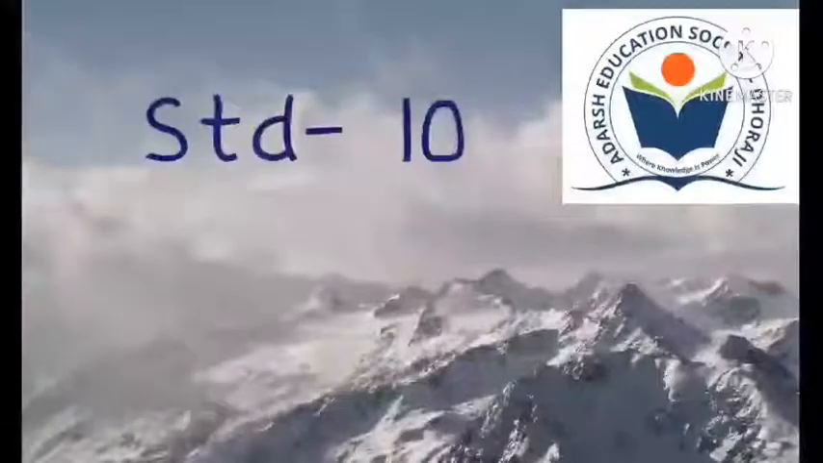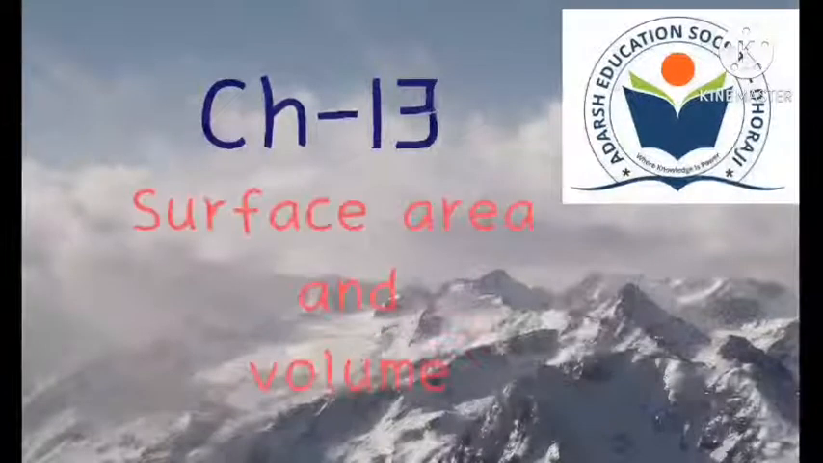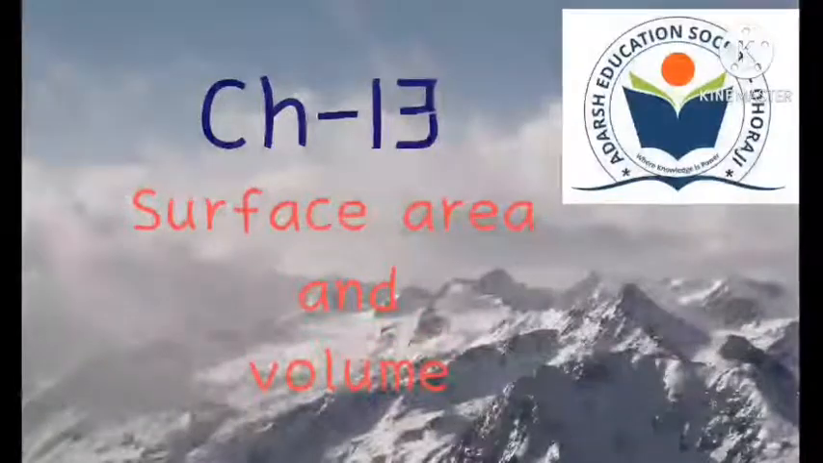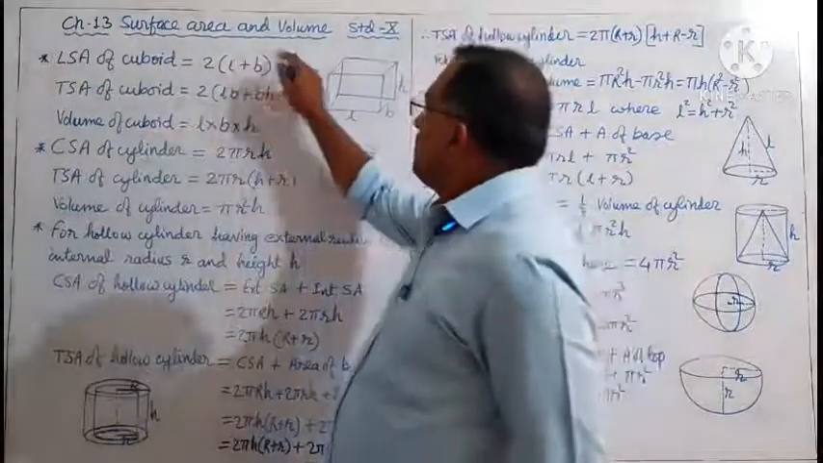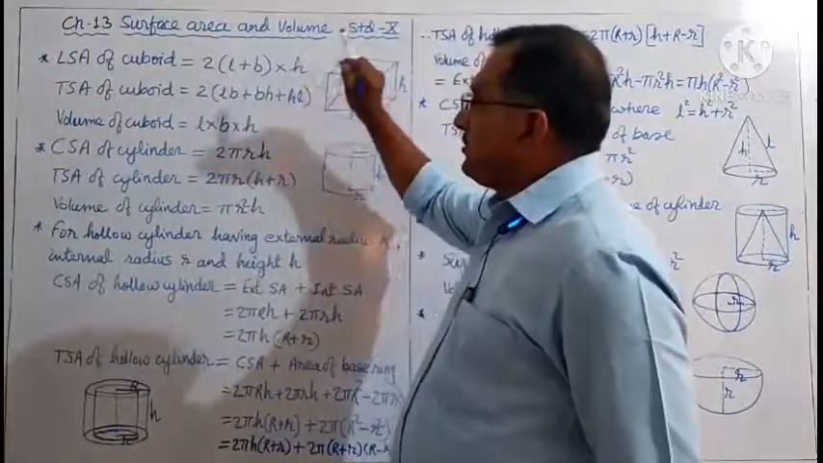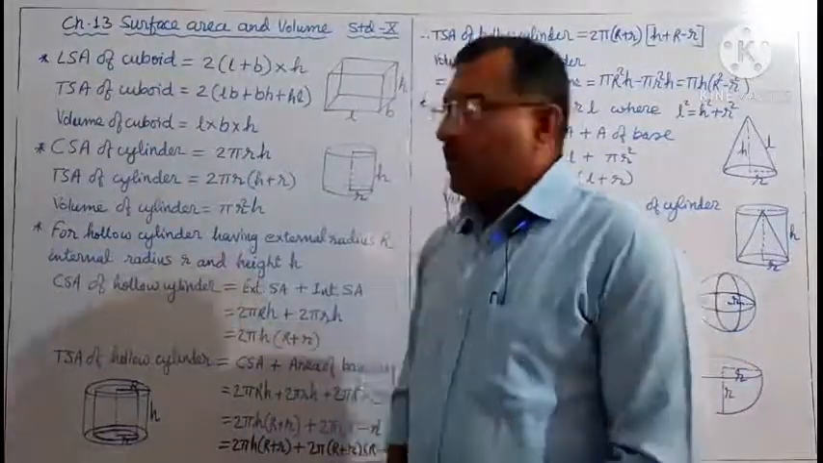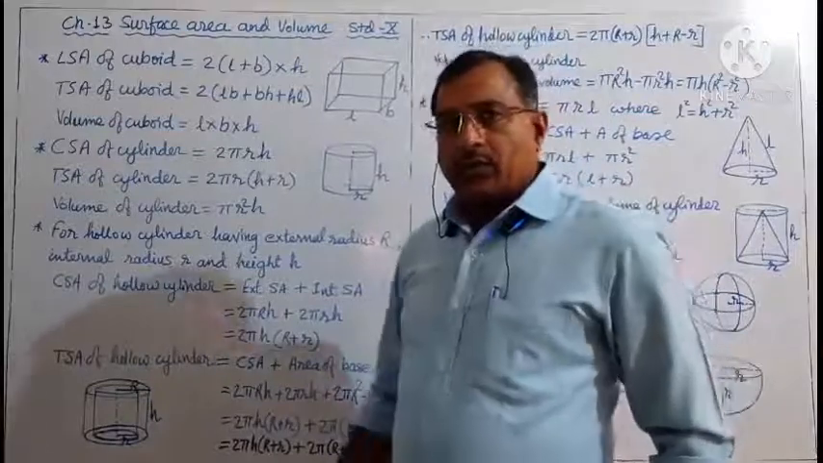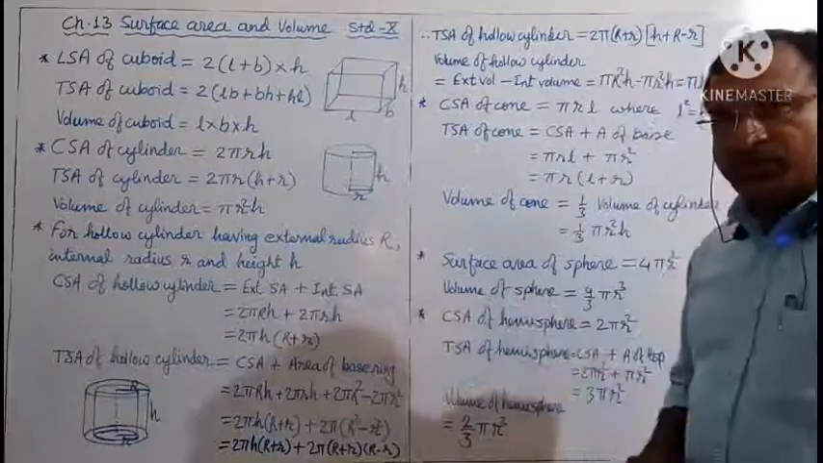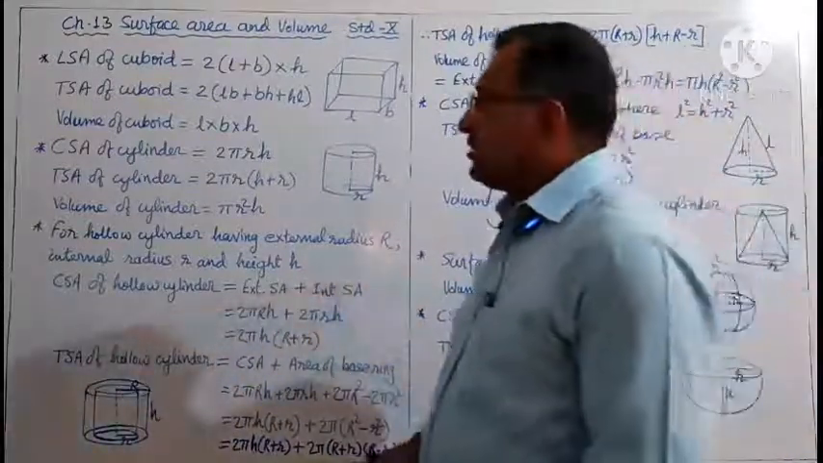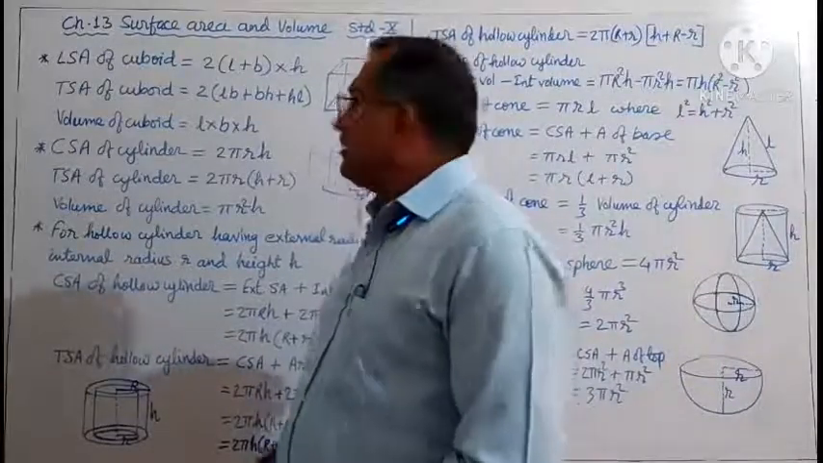Today in Standard 10th, subject Mathematics, we are going to learn Chapter 13, Surface Area and Volume. Today in Chapter 13, Surface Area and Volume of Standard 10, we are going to talk about some of the formulas of cuboid, cylinder, cone, sphere, hemisphere, frustum of a cone. So let us take one by one. Let us revise these formulas. Already we have studied them in standard 9th.